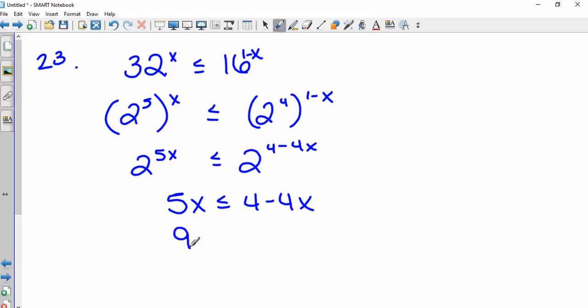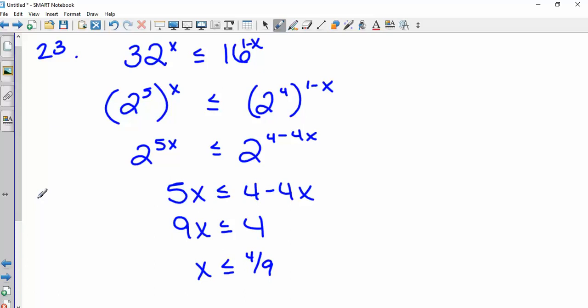So add over my 4x, divide by 9. The one thing that you do need to do is then write it in interval notation. So x is less than the 4/9, so it's everything smaller. So it'd be negative infinity to 4/9 equal to tells me I need a bracket.